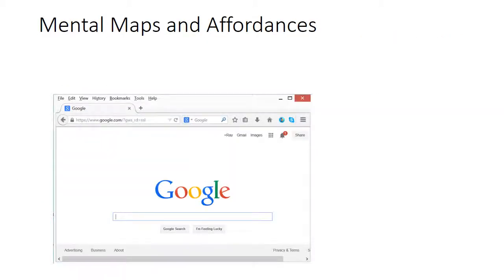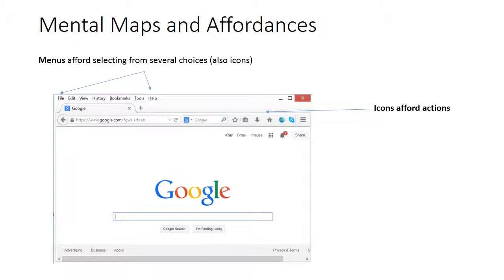And so when we see a piece of software, do you care what browser this is? Do you care what computer it's on? No. Why? Because the affordances have become standardized. We know what drop-down menus are. We know that menus afford selecting from choices. We know how they're categorized. We know that icons afford actions. Icons are to be pressed.